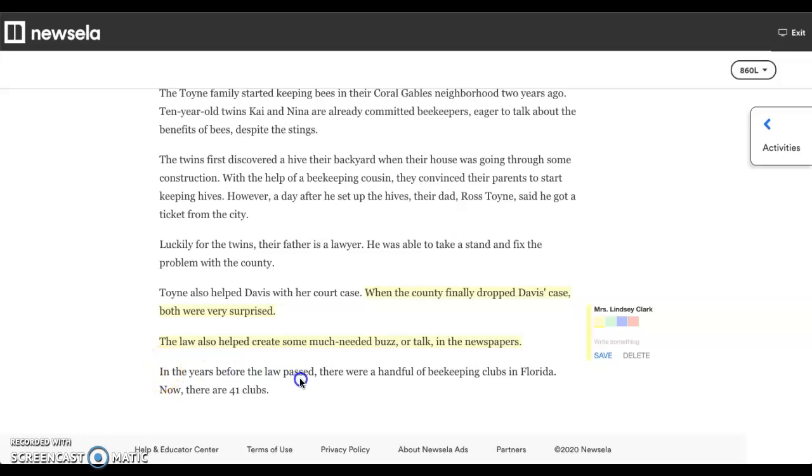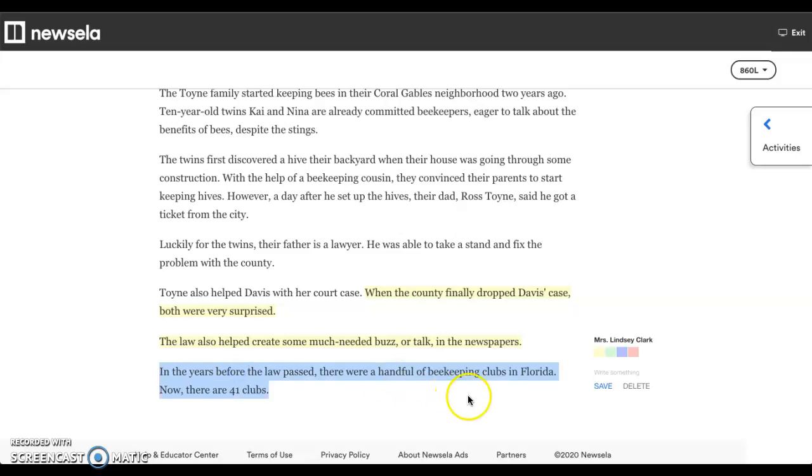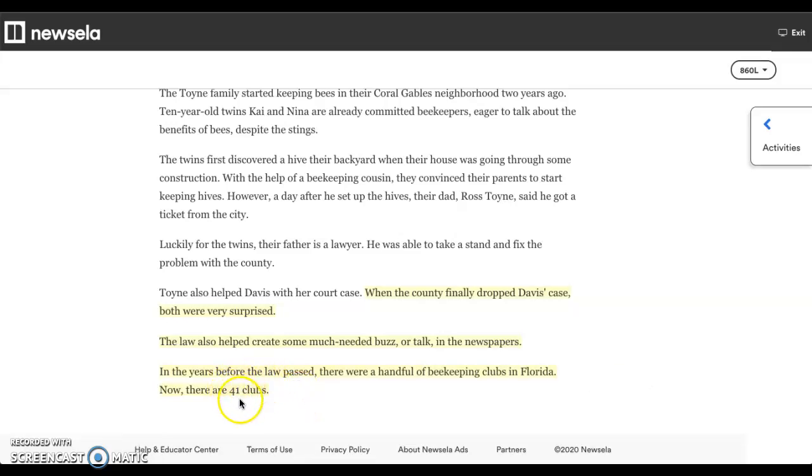And in the years before the law passed, there were only a handful, which usually means just like 5, beekeeping clubs in Florida, and now there's 41. So now there are many, many more bees thanks to the awareness that this legal battle created. And they won, so now people are able to keep bees in their backyard.